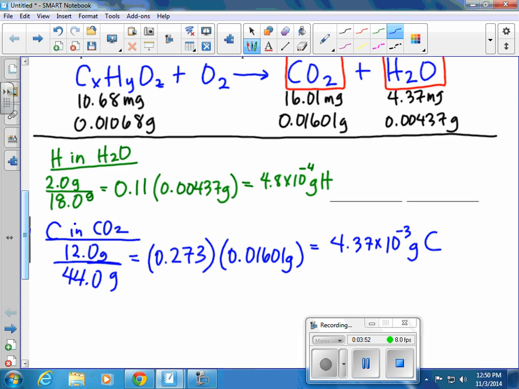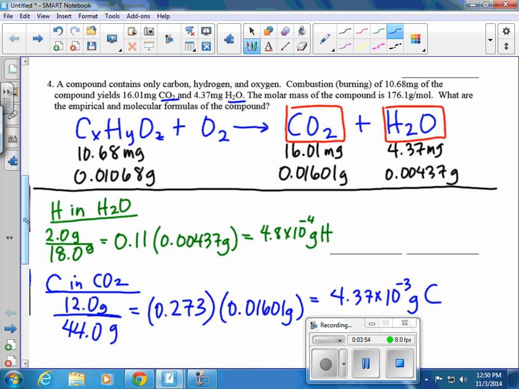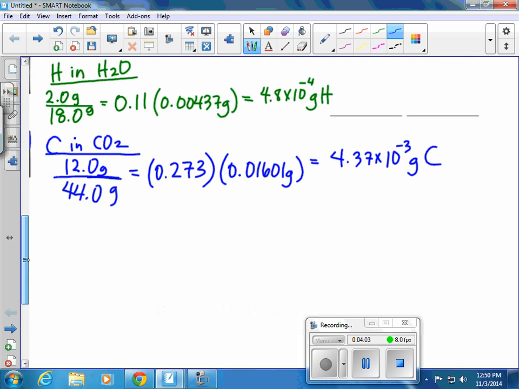Okay, so if I look at my original equation, you guys can see that I have carbon, hydrogen, and oxygen. So I'm going to subtract the amount of carbon and hydrogen that I just found, and then I can find the amount of oxygen.